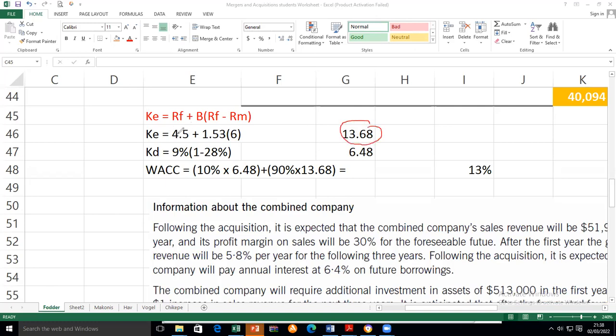The risk-free is given here. The beta is given here. The premium is given there. So just multiply and add that. The post-tax cost of debt, you take 9%, and then you knock off 1 minus T. So 13% is the weighted average cost of capital.